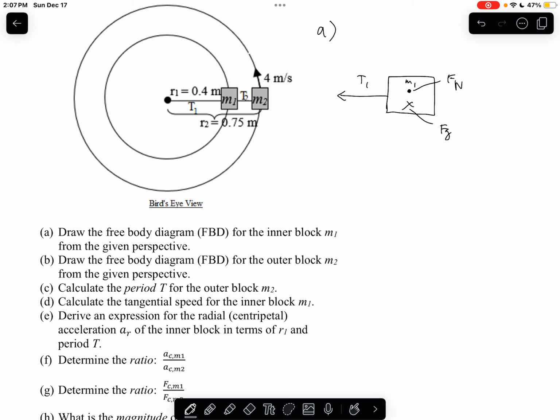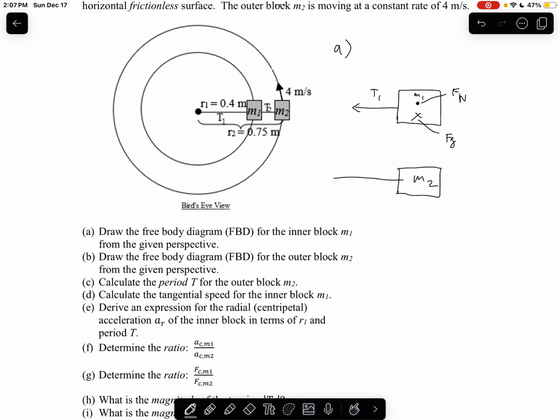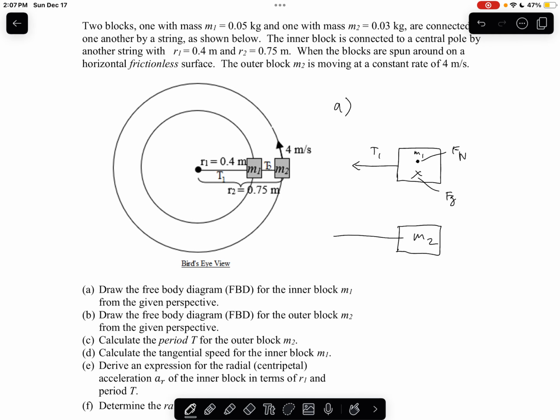And then Mass 2 is going to look very similar, except the tension is going to be greater, and FG is going to be like that, and FN is also going to look like that.